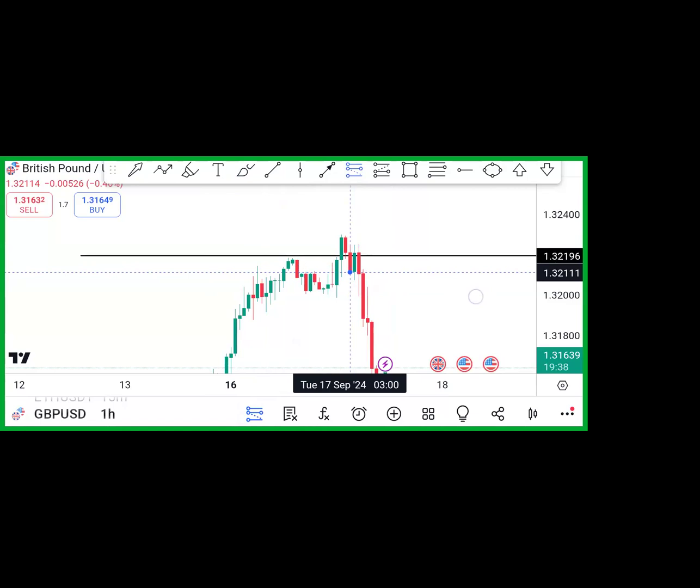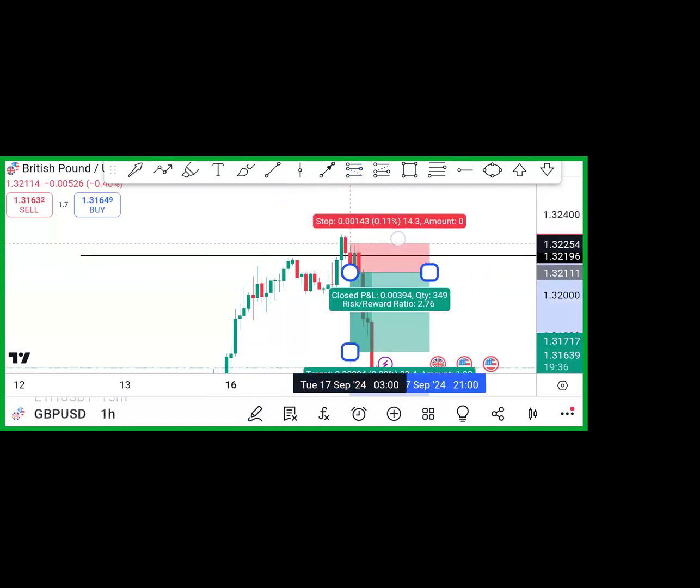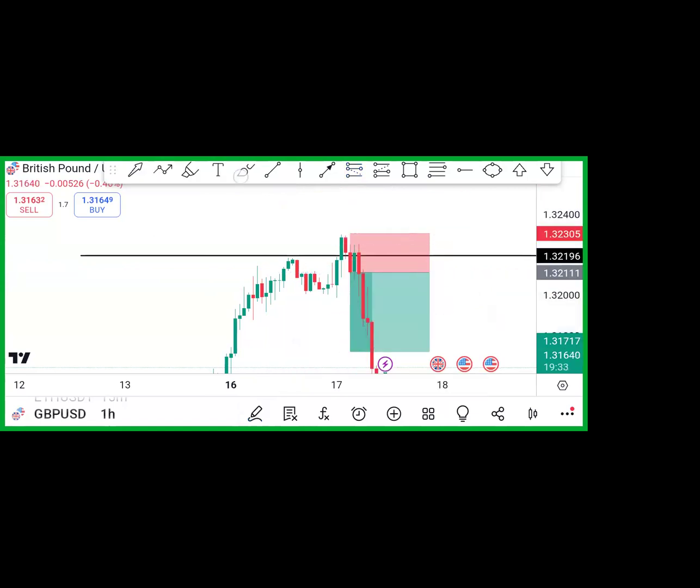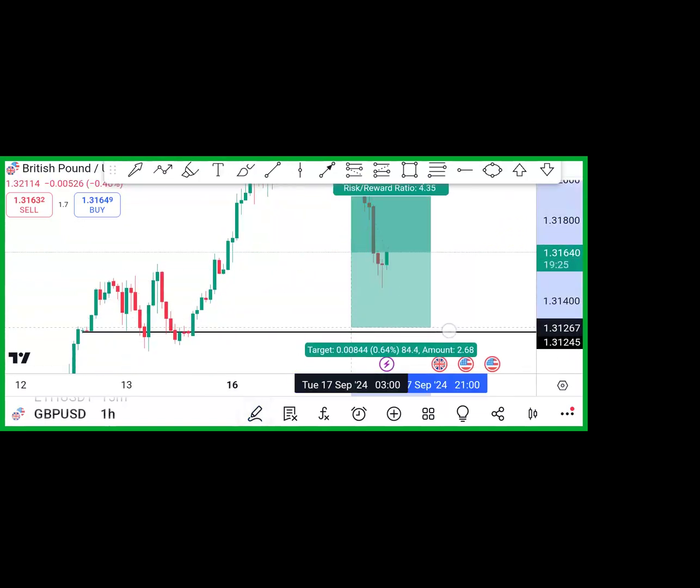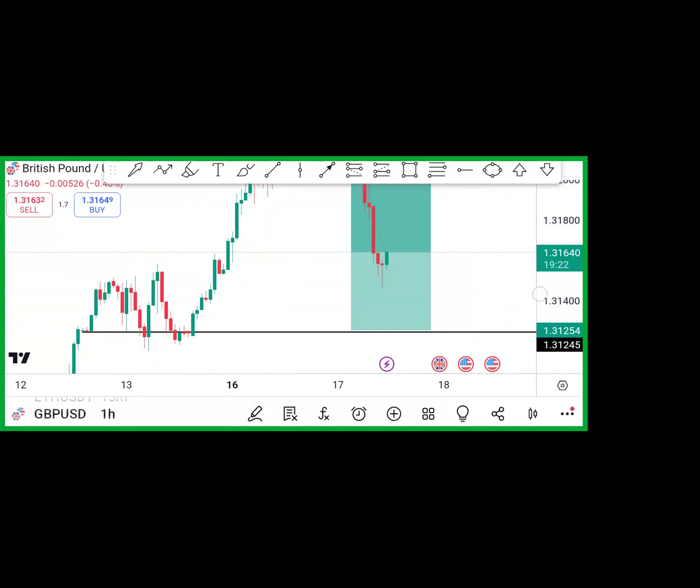You take your short trade, stop loss above the previous liquidity grab. Stop loss above this very previous liquidity grab at this level. Then where's your target? Your overall target is the support level, which is the previous day low.